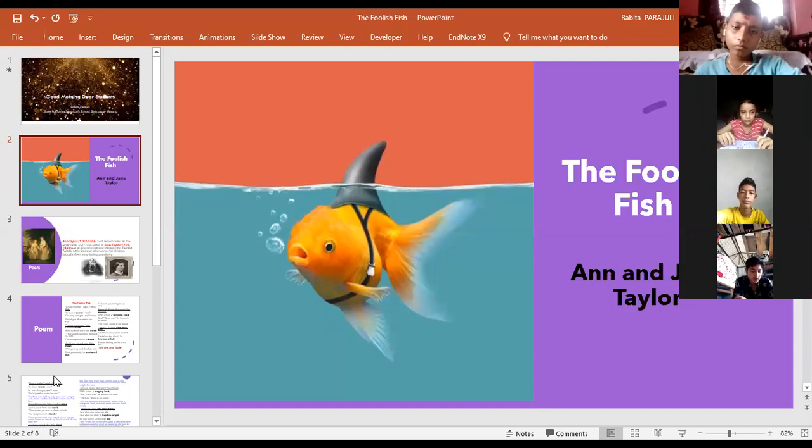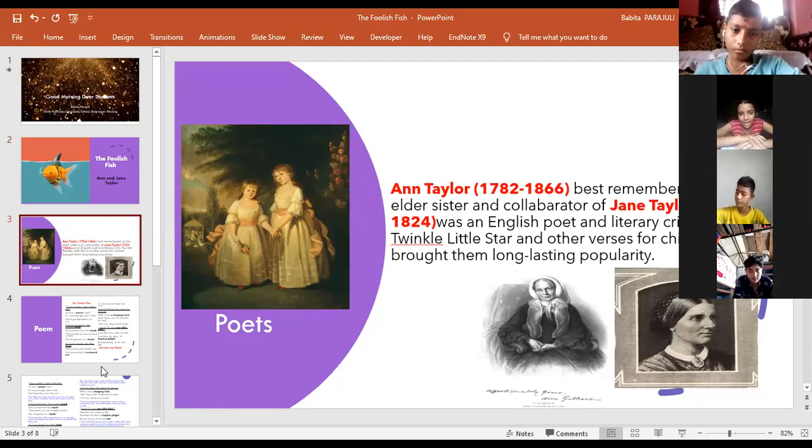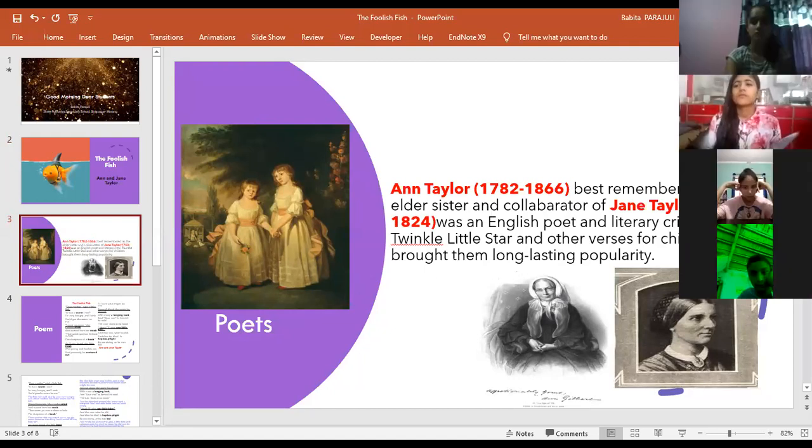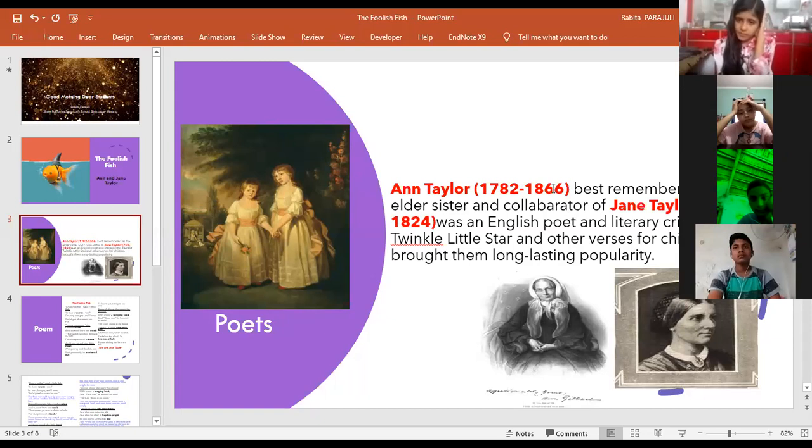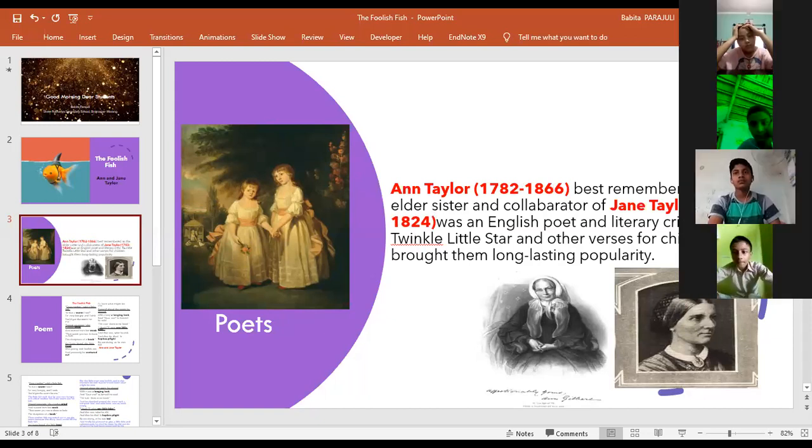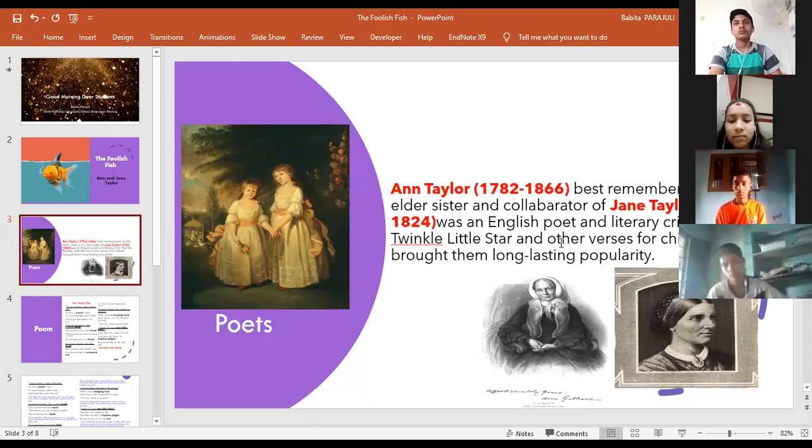So this is the poem, and who are the poets of the poem? Anne and Jane Taylor. Yeah, Anne and Jane Taylor. These two poets wrote this poem, and these two are sisters, right? Look, their date of birth is 1782. That means more than 250 years ago, right? So 200, 300 years ago. One of their very world-famous creations was Twinkle Twinkle Little Star. This poetry was also composed by these two sisters.